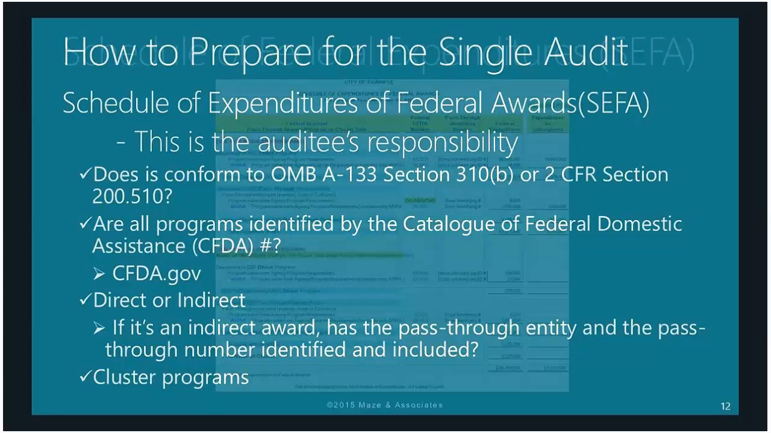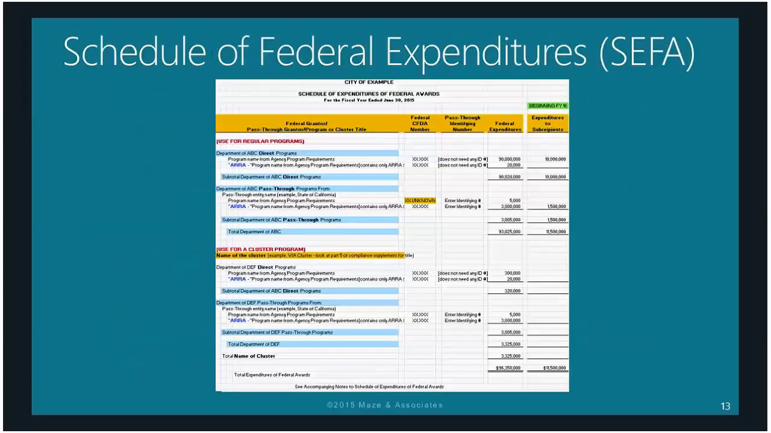So I've provided here an example of the SEFA. As you notice at the top, it says Department of ABC Direct Programs, and underneath you'll have the program name, and it's actually the agency program name. You would put here the federal CFDA number. Since it's not a pass-through, you would leave this column blank, and then of course the expenditures for the fiscal year.